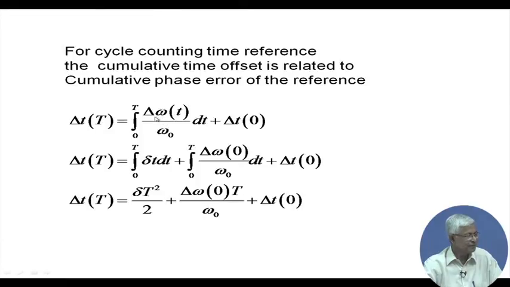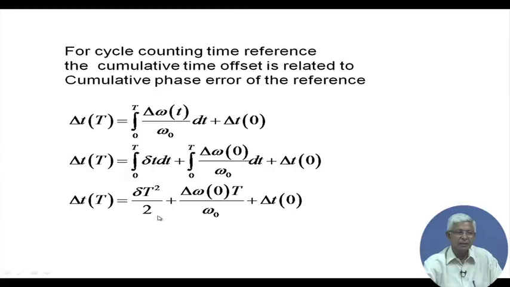Now, if I replace that delta omega T from the previous equation, then it will become integral from 0 to capital T of delta T dt, delta omega 0 at 0 by omega 0 dt integrated again over time t, plus delta t 0. So, this gives us delta into t square by 2, and because this small t is there, delta into t square by 2 plus delta omega 0 into t by omega 0 plus delta t at 0 position. So, this is the cumulative error.